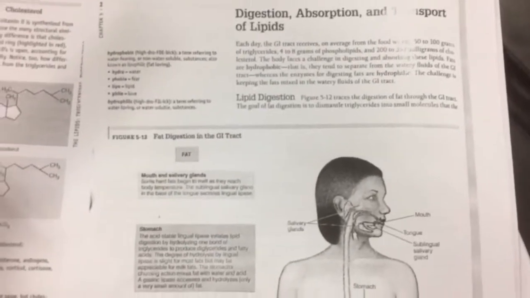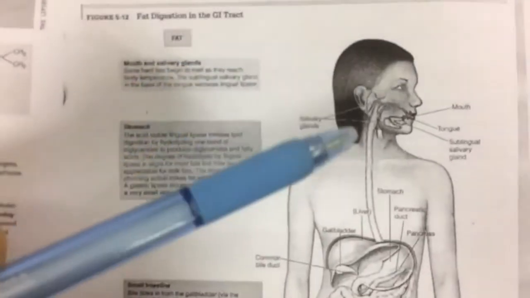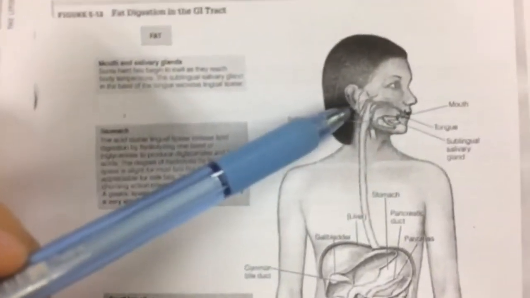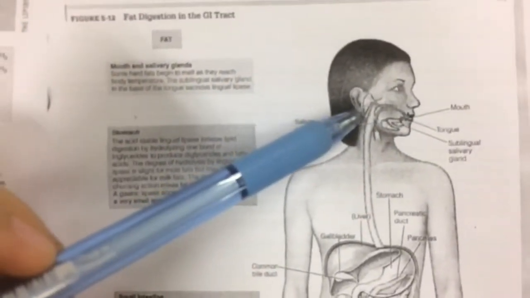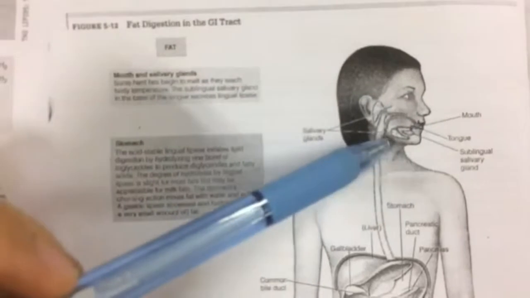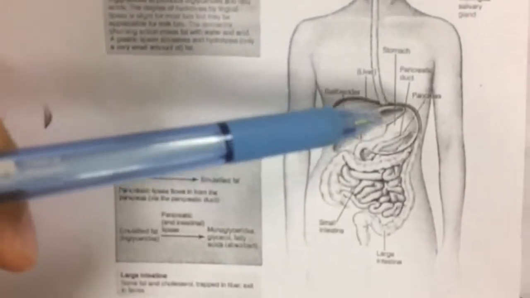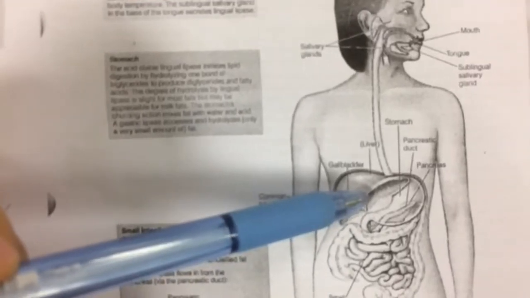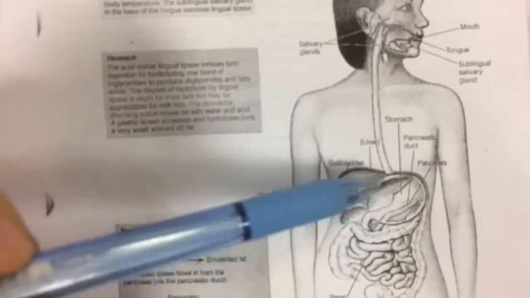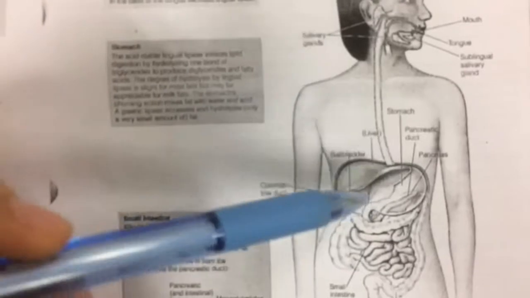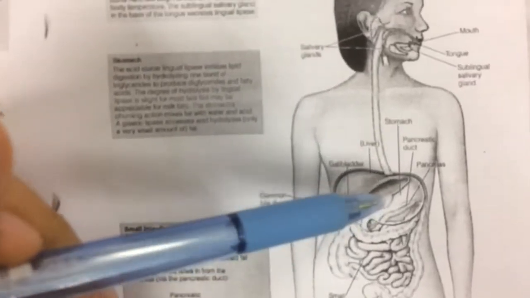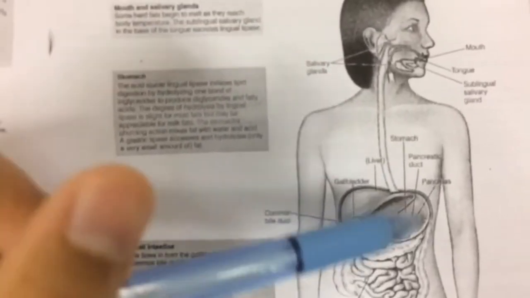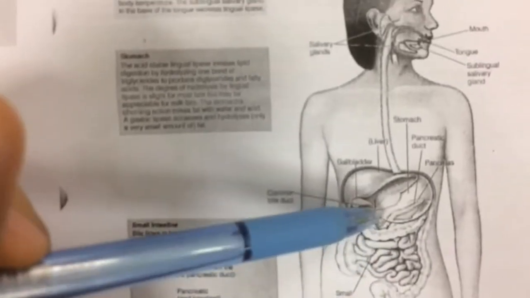Digestion, absorption and transport of lipid. Apabila lemak masuk ke dalam mulut, salivary gland akan secrete lipids dan akan berlaku digestion di sini. Kemudian apabila masuk ke stomach, lemak akan bercampur dengan air dan juga asid dan diteruskan digestion. Namun di sini hanya separuh daripada lemak akan didigest, dan mostly digestion of lipid berlaku di small intestine.